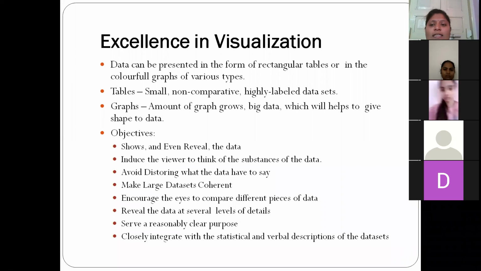Next, what are the objectives for data visualization? First one is, it is going to show and even reveal the data. What type of data? It is going to show all the types of data, and also it is going to reveal the information in the data.